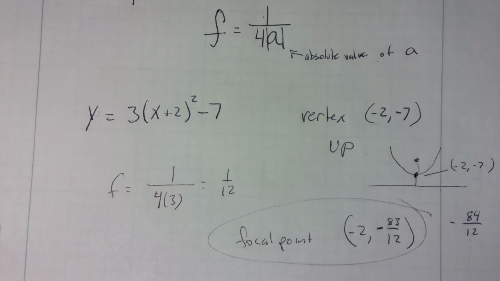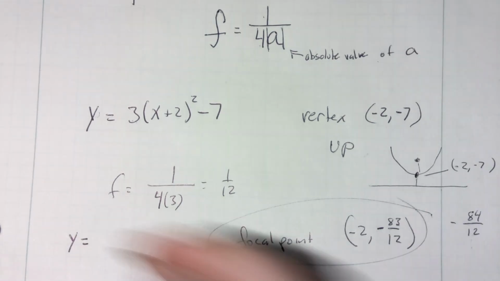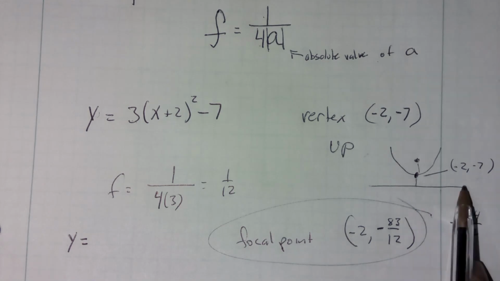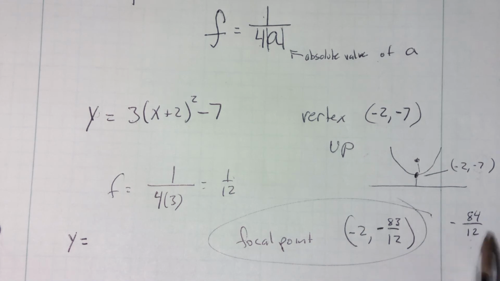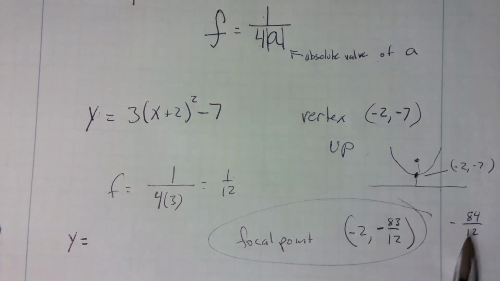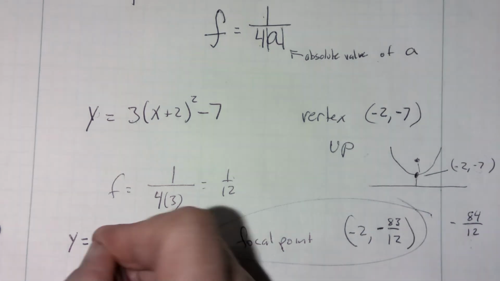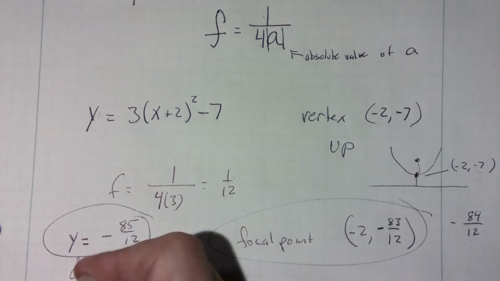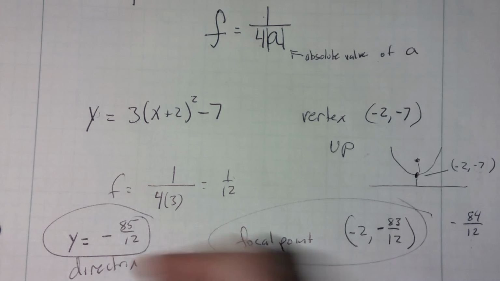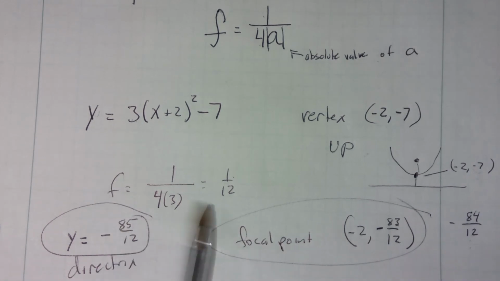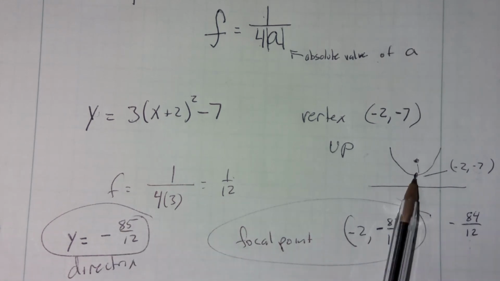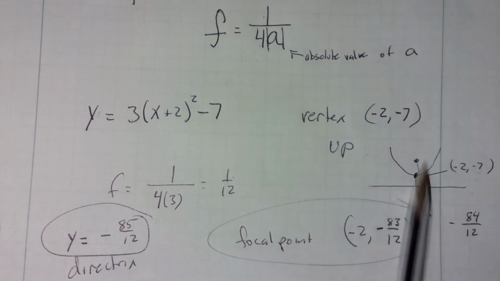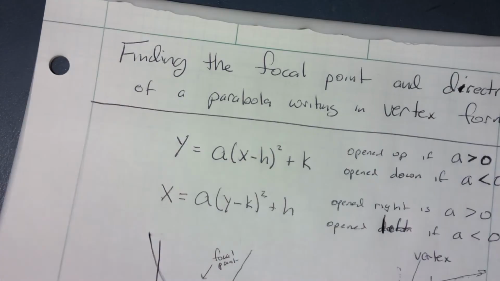If I wanted to find my directrix, it is a horizontal line. I would do y equals, because it's a horizontal line and it's just the y value, but now I'm going to minus 1/12. So instead of -84/12, which is the vertex, I'm going to do -85/12. There's the directrix. So I just found the focal length and added it and subtracted it to the y value because it was opened up or down. Let's do one more.